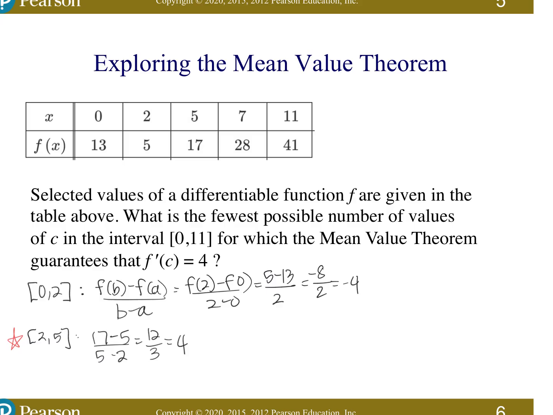Any of the other ones? About 28 minus 17 over 7 minus 5. What do we get there from 5 to 7? Isn't that 11 over 2? Okay. How about 41 minus 28 over 11 minus 7? Okay, so that's going to be 13 over 4?